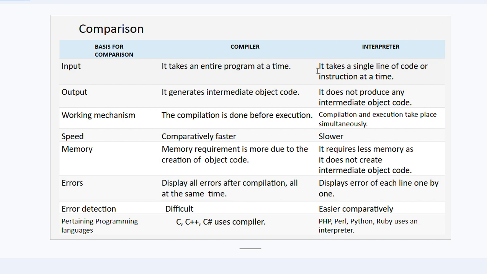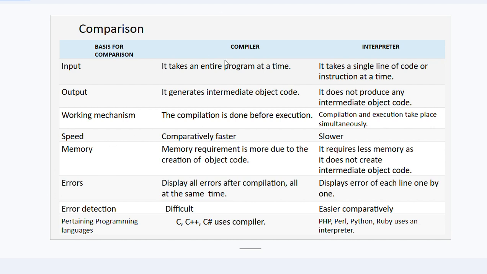But while talking about interpreter, it takes a single line of code instruction at a time. It means it executes the code line by line. It executes the first line first, then the next line, and shows errors line by line. While talking about compiler, it generates intermediate object code, while interpreter does not produce any intermediate object code. So in compiler, compilation is done before execution, and in interpreter, compilation and execution take place simultaneously, as it takes a single line of code at once, then the next line of code.